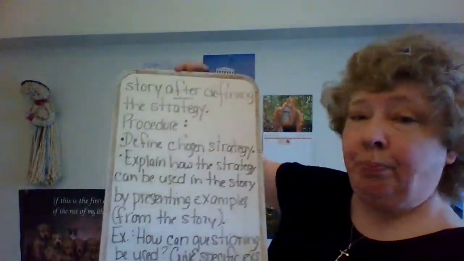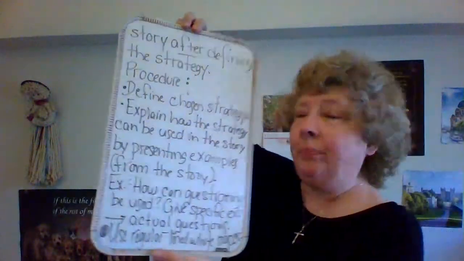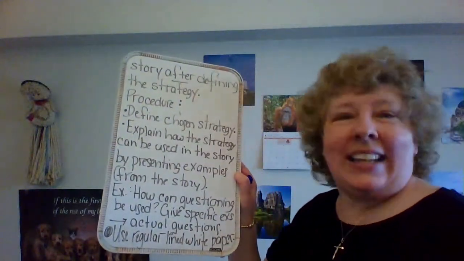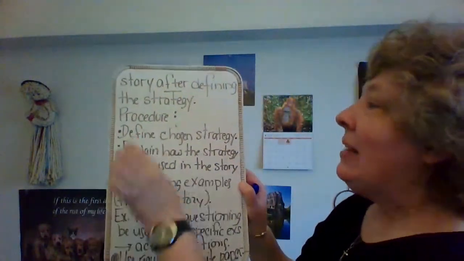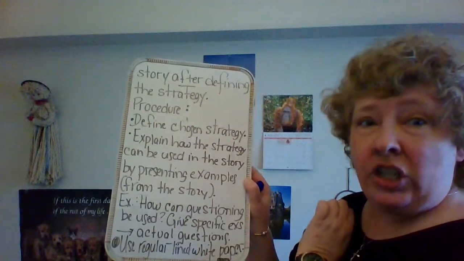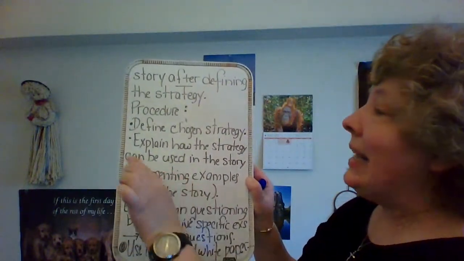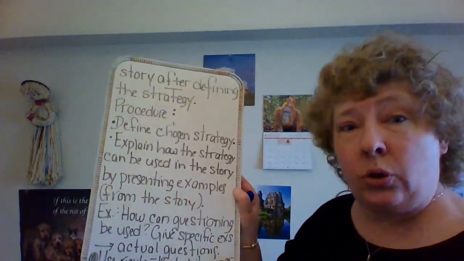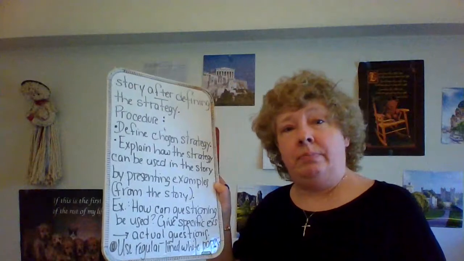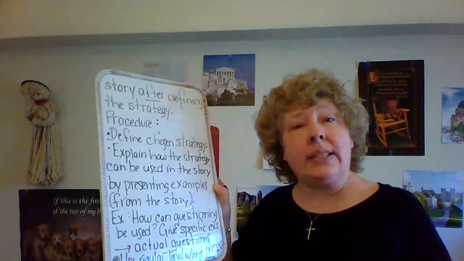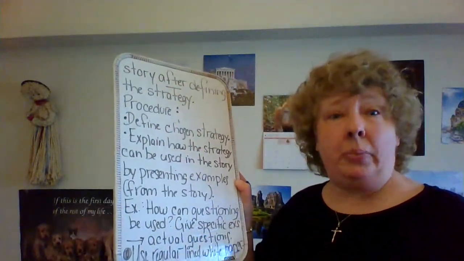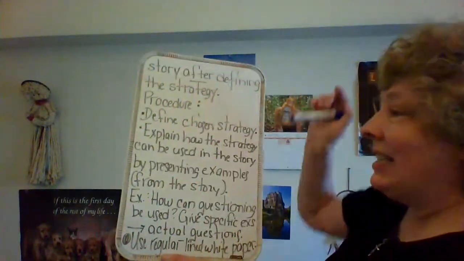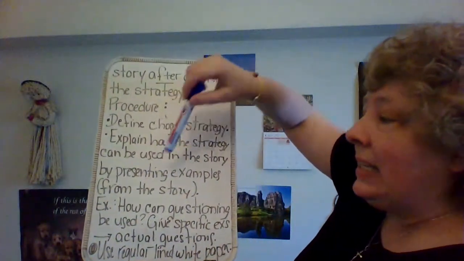So here's your procedure. Make sure you put a pause. Here's the procedure. I need you to define the chosen strategy. Give me the definition. Then explain how the strategy can be used in the story by presenting examples from the story. How can I use questioning? How can I use summarizing in Thurber's story? Explain to me, how do I do it? Give me examples. This is exactly what I'm looking for.